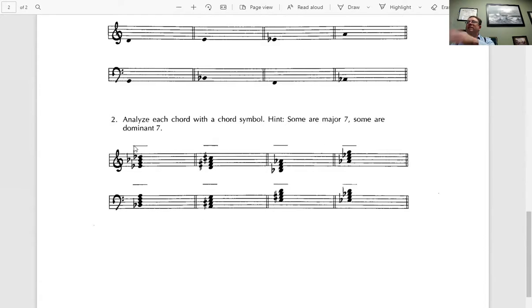Build those, and then you're going to analyze these. This will be something 7, something 7, something 7. Some are major 7, some are dominant 7. Please don't say they're all dominant 7s. You're going to mess up, and I can't give you points for that.